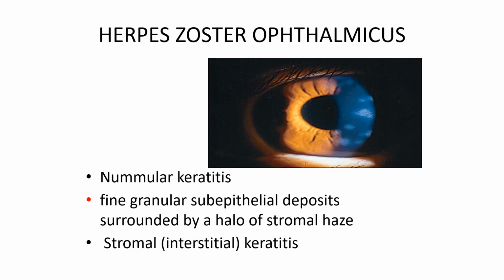The other sign you will see in the cornea is the nummular keratitis. Nummular keratitis is fine granular subepithelial deposits surrounded by halo or stromal haze. You can appreciate in this picture, these are nummular keratitis, which are subepithelial deposits, and there may also be stromal keratitis. When stroma is involved, there is infiltration of virus within the stroma after invading the epithelium. There may be stromal keratitis.